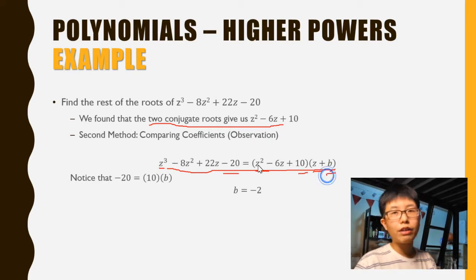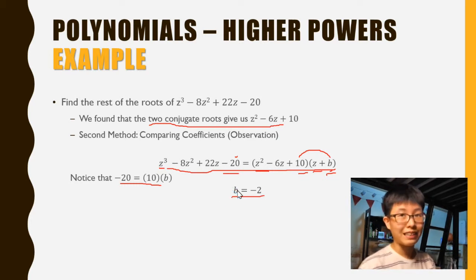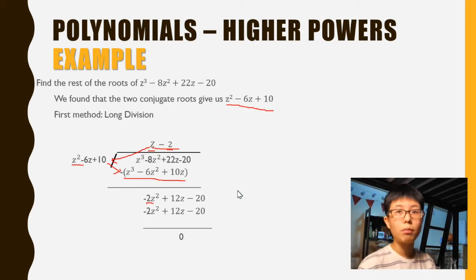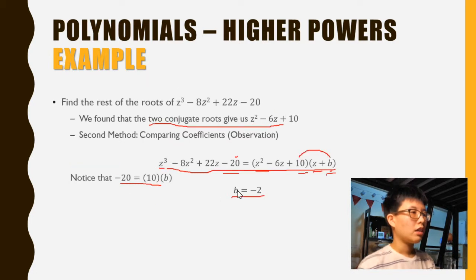And then we realize that the only way to get our negative 20 is if you get the constant multiplied by another constant, and that's how you get this constant. So negative 20 must be equal to 10 times b, and therefore we have b equals negative 2. So this is much faster. But if you feel more confident or more comfortable doing long division, then by all means just go ahead.